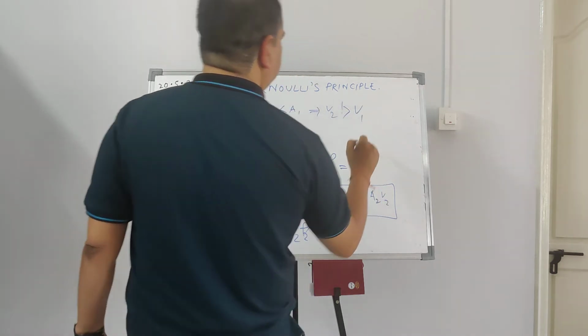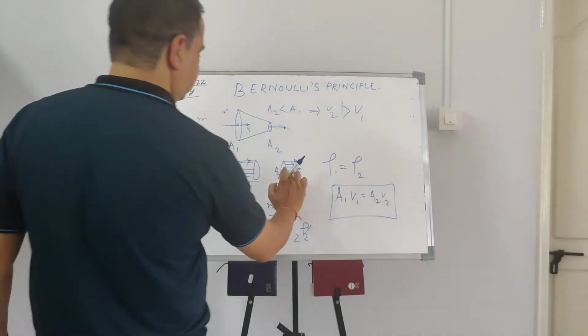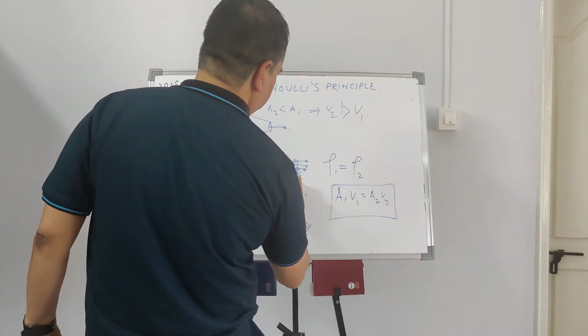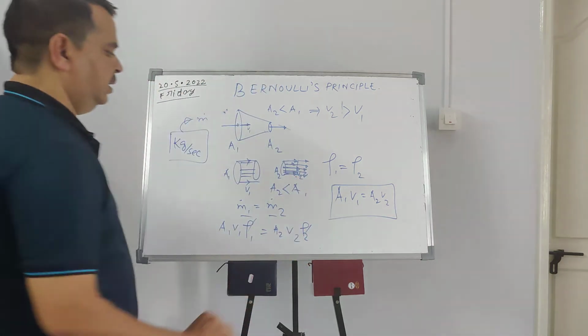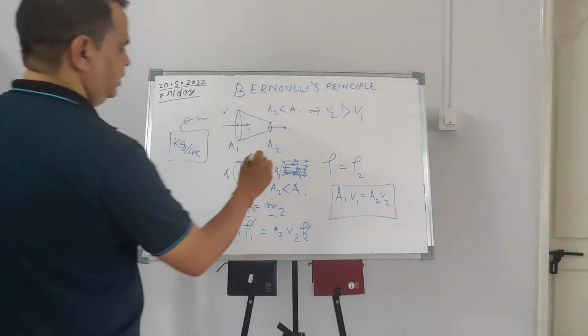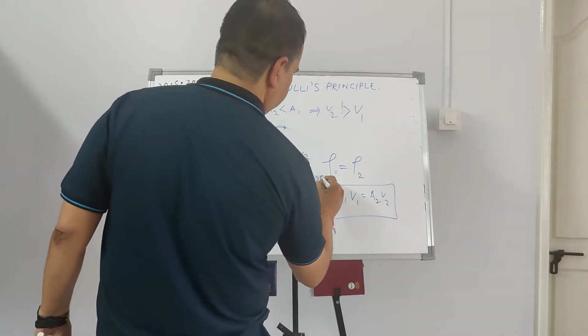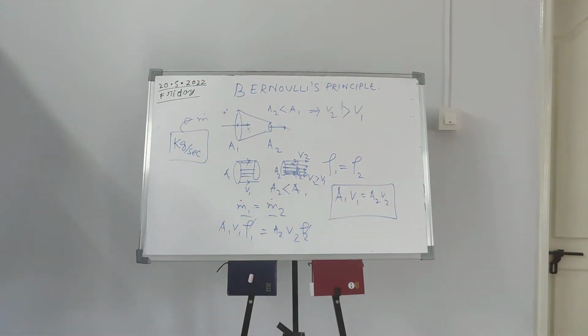In whatever I have drawn, you will feel that because of reduction in cross section, this V2 will be greater than V1. You can see the longer lines, okay? V2 is greater than V1, okay?